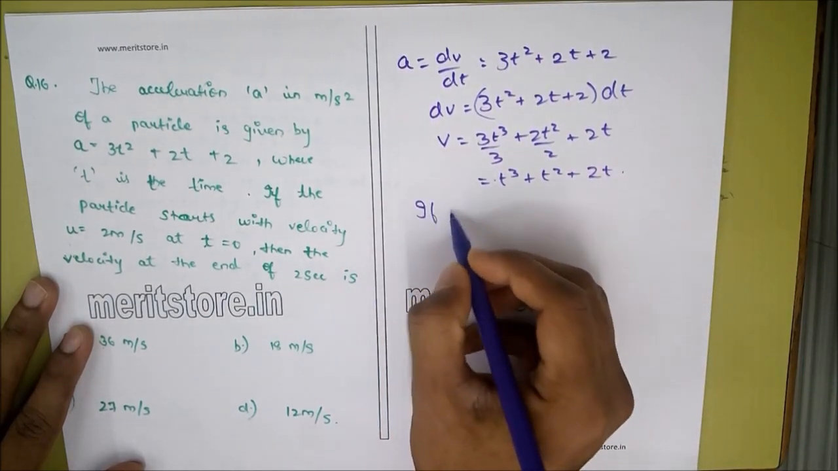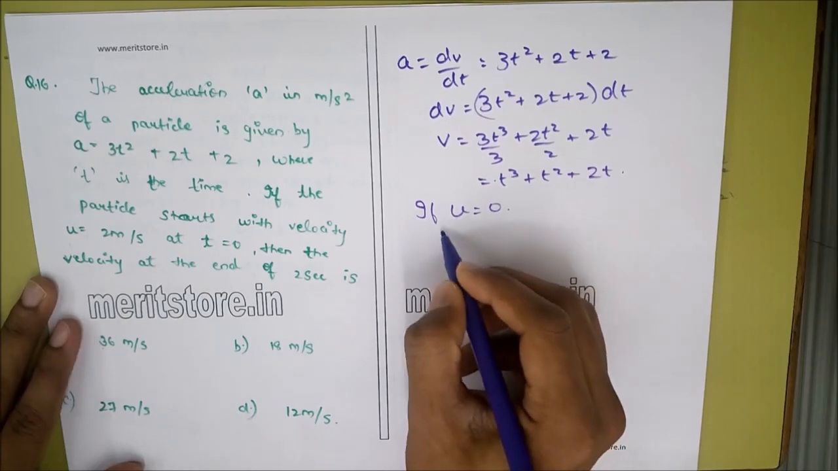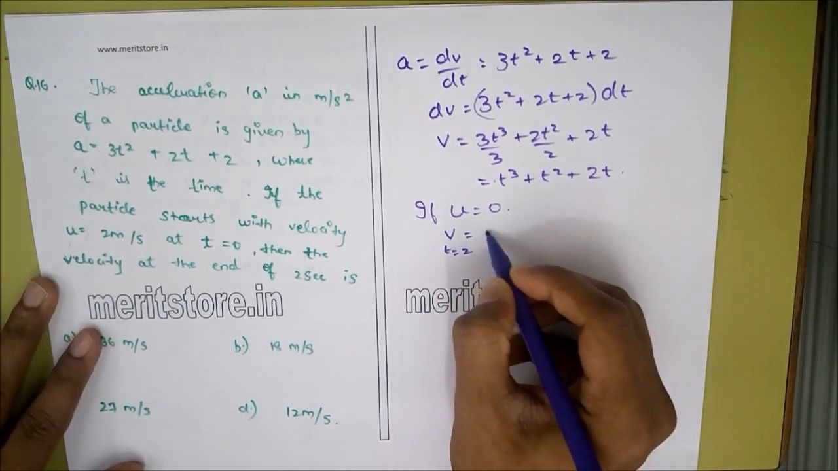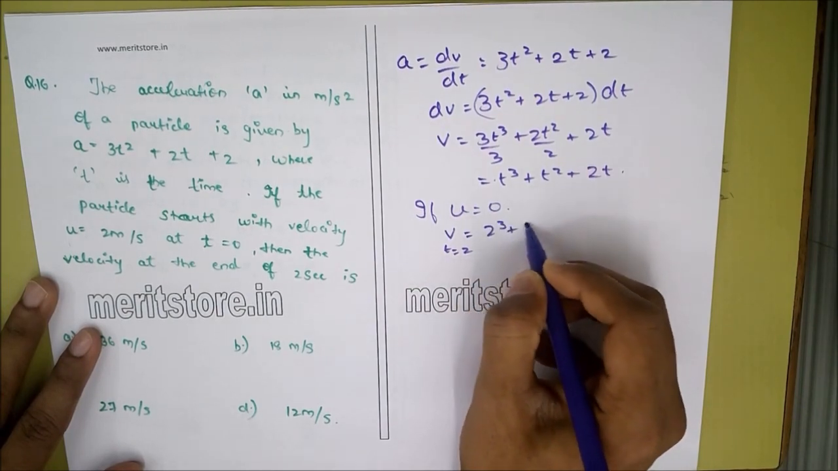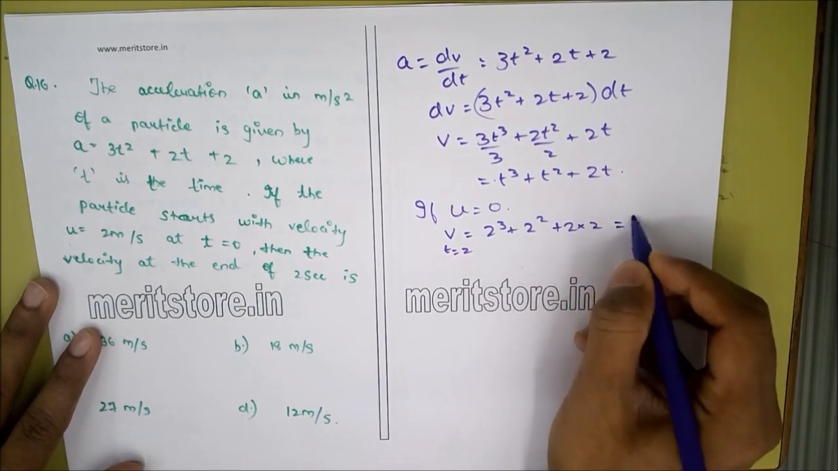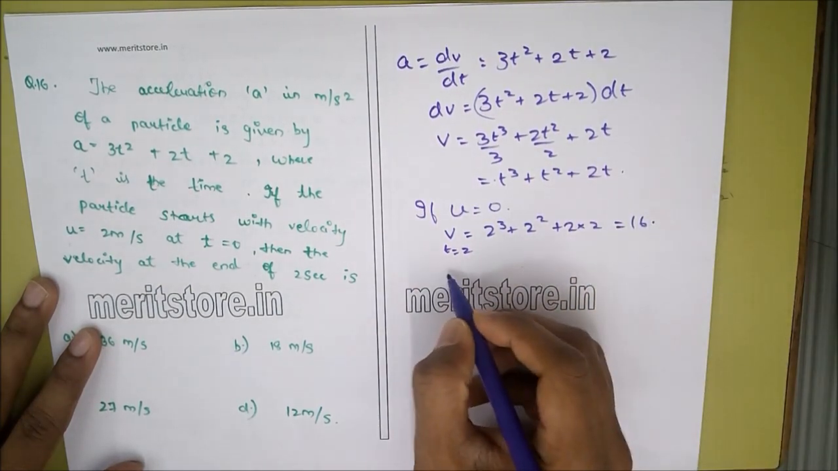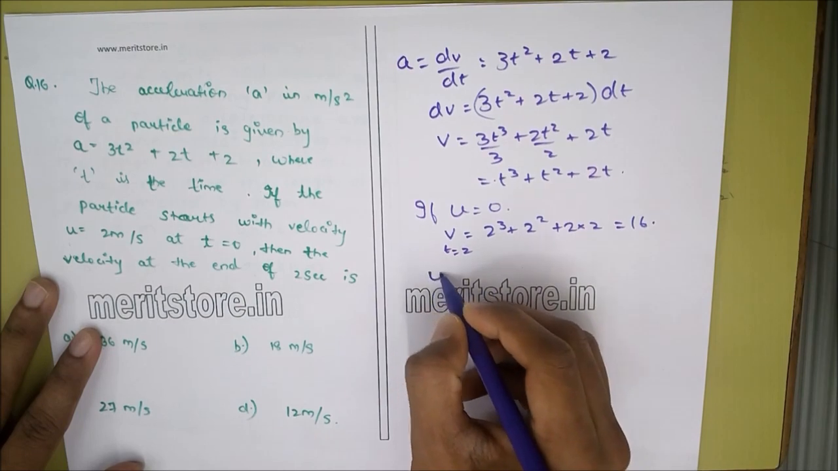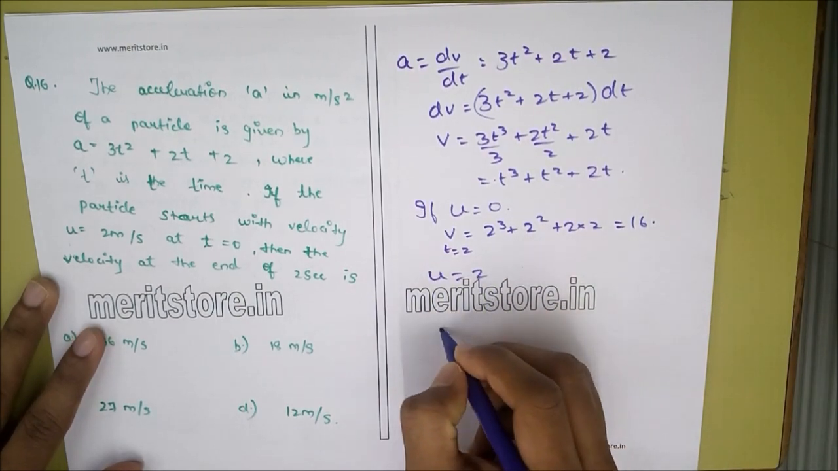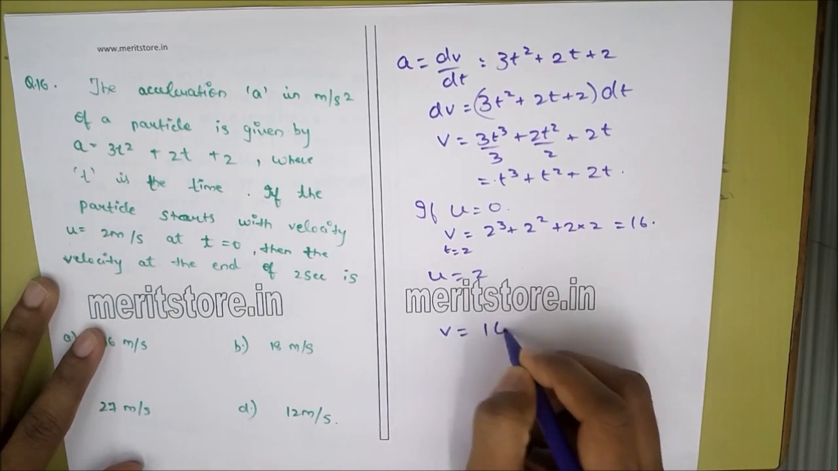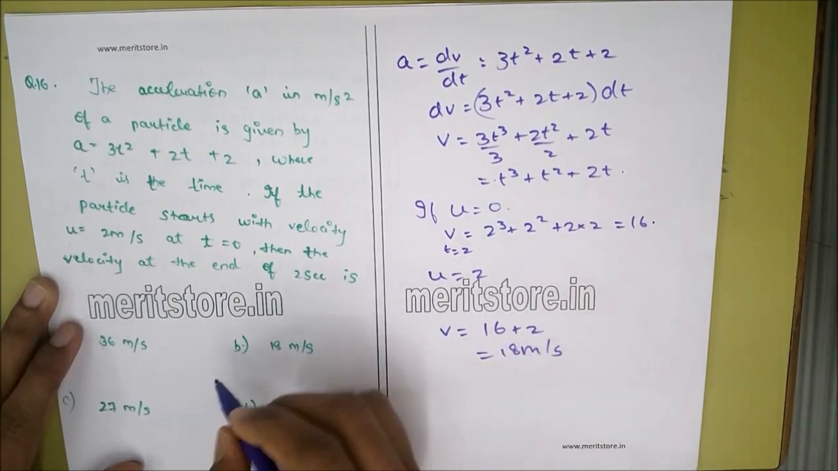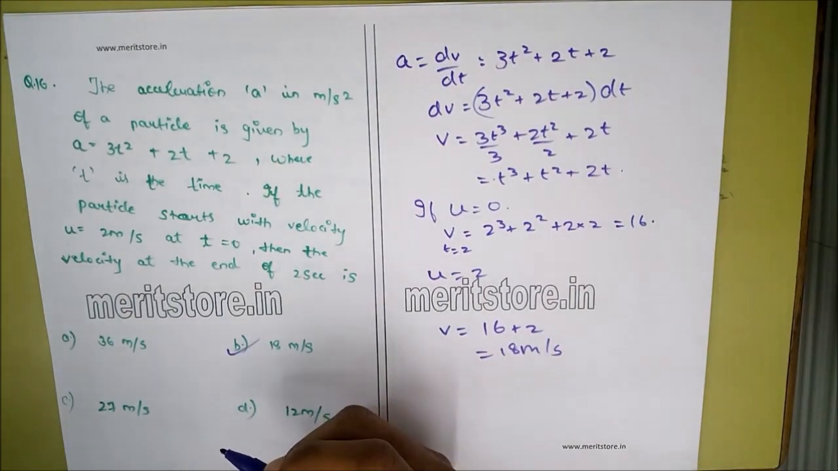If the value of u would have been 0, then the velocity after 2 seconds would be given by 2 cube plus 2 square plus 2 into 2, which is nothing but 16. Now, since u is equal to 2, an additional 2 meters per second is added. So hence velocity would actually be 16 plus 2, which is 18 meters per second. Hence option B is the correct answer.